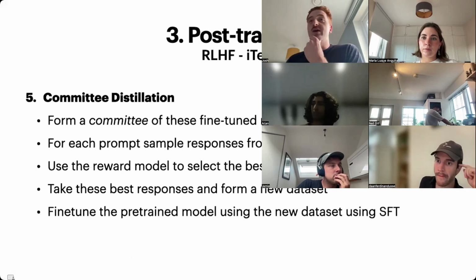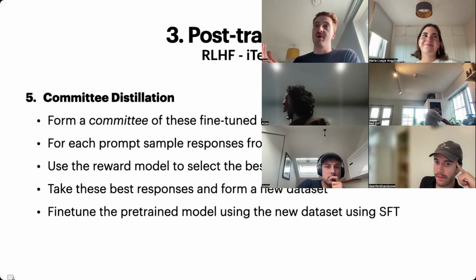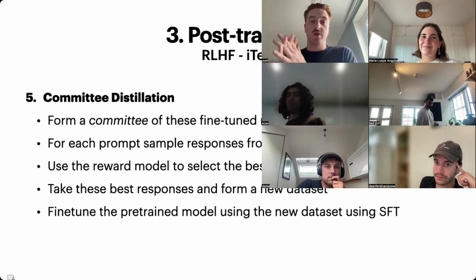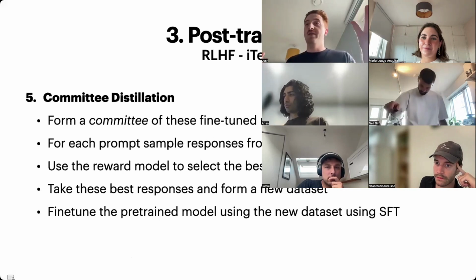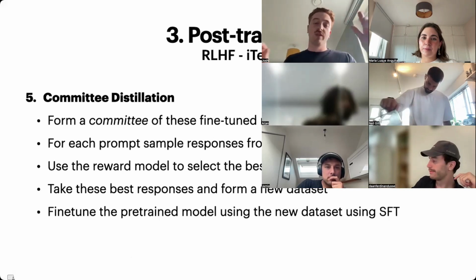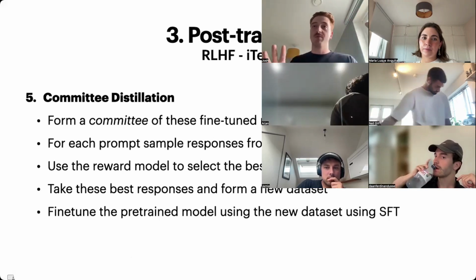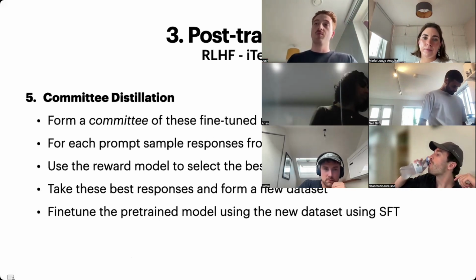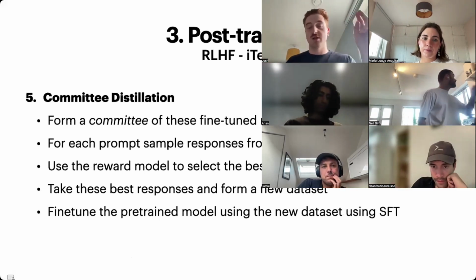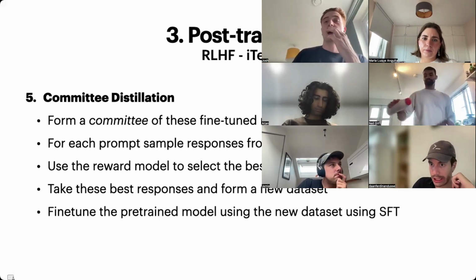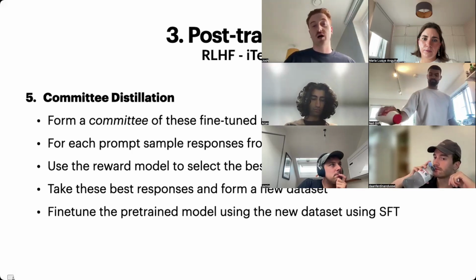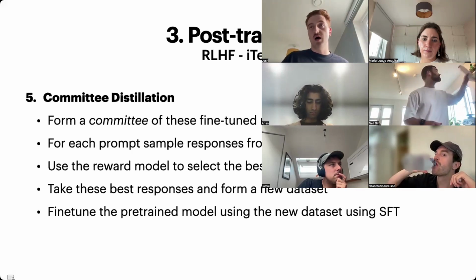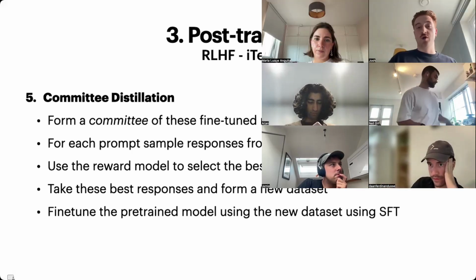So what you end up with is a committee. This committee is a series of these fine-tuned models, and they're all slightly different. Then you query the committee as a whole. For each prompt, you sample responses from all of the models that have been fine-tuned in slightly different ways, and then you select the response that scores the highest from your reward model.